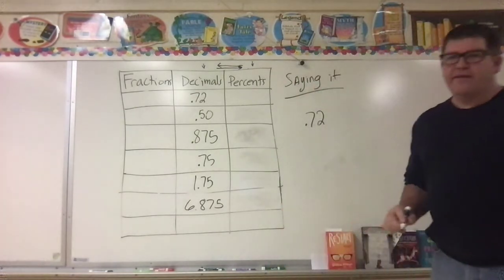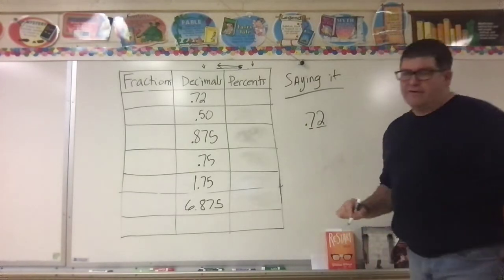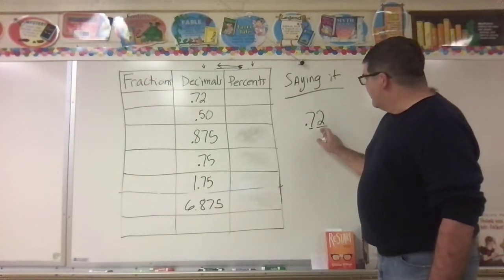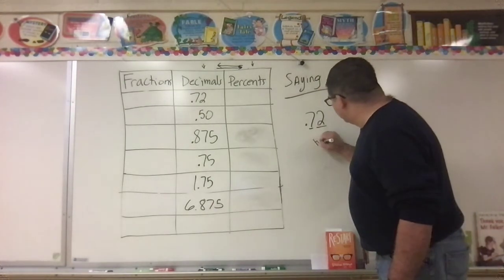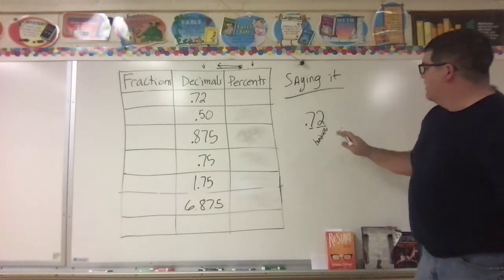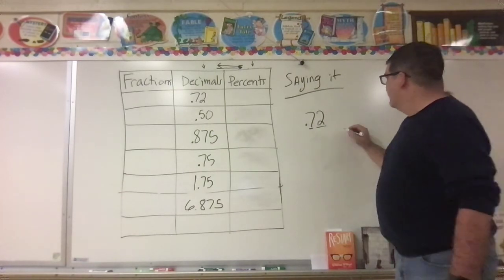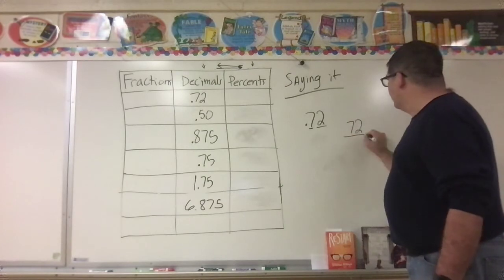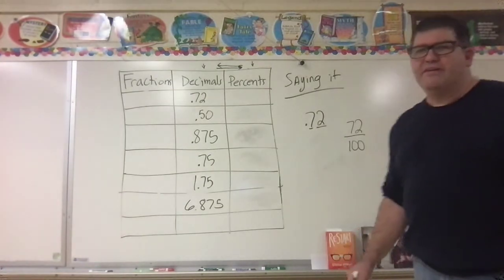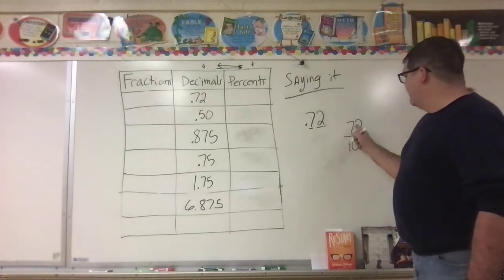So, 0.72. There's your tenths, there's your hundredths. So forget about the decimal, you just say the number and then whatever place value this is. Because this is the hundredths, you say 72 hundredths. That's all you do. You just say it. 72 hundredths.